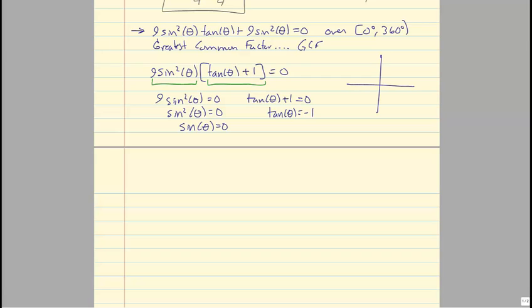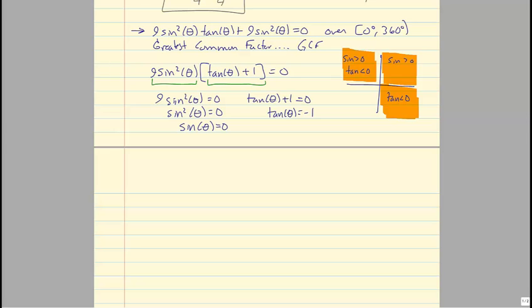So let's talk about sine. Sine is positive in the first quadrant and the second quadrant. So let's make note of that. So I should have an angle in the first and the second quadrant for the sine equation. And then tangent theta is negative 1 in the second quadrant and in the fourth quadrant. So tangent's negative in second and fourth, sine is positive in first and second.